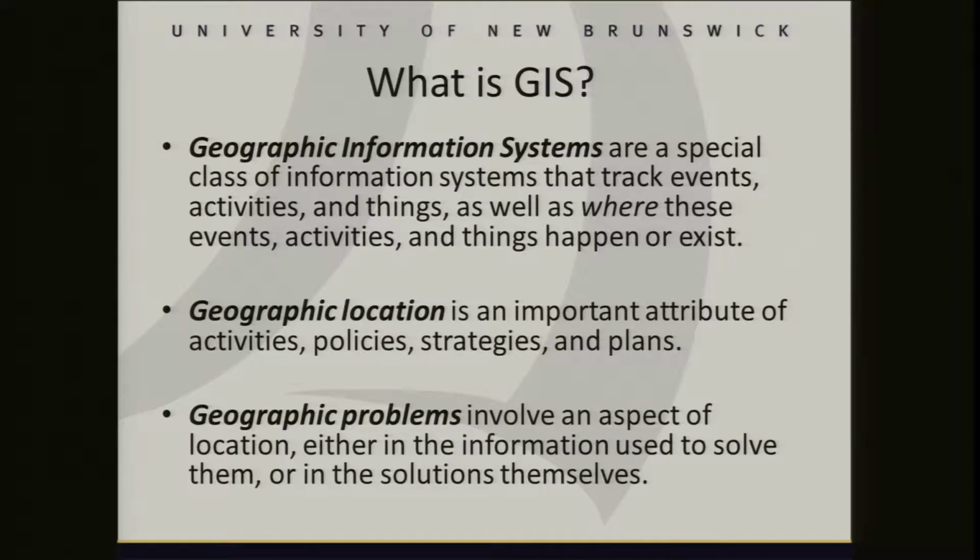So geographic information is a special class of information that tracks events, activities, things, as well as where these events, activities, and things happen or exist. This is essentially our formal definition of what it is. Geographic location is an important attribute of activities, policies, strategies, and plans. So when we're developing, a lot of you say that you're in strategic planning or in policy, a lot of the policy areas, a lot of what you're talking about in terms of policies is enacted on a spatial level, whether it's a health region level, a health unit level, school level, traffic planning area, forest management area, environmental management area. All these things happen in places.